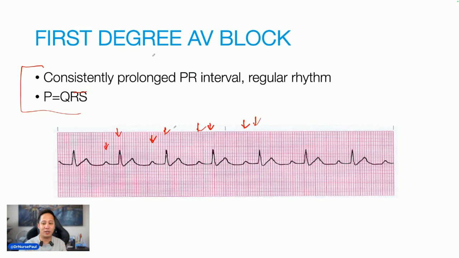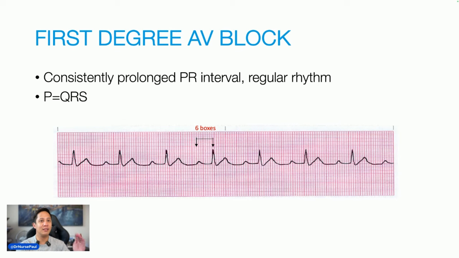And look at the picture. I'm going to show you what it looks like when I say consistent. You see that? How many boxes in the interval? Six boxes. What's the normal interval again? PR interval? Again, if it's AV block, you only look at PR interval. PR interval only.